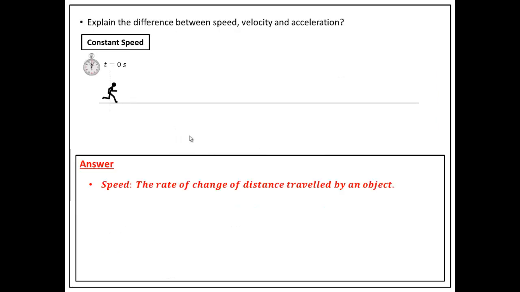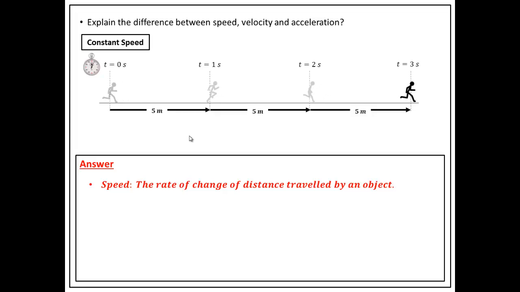Now, our next question wants us to explain the difference between 3 key terms when discussing motion. So we're going to look at speed first. If you watch our little man as he runs across the screen, you can see there I've monitored his distance and his time, as they're 2 key variables when discussing speed.